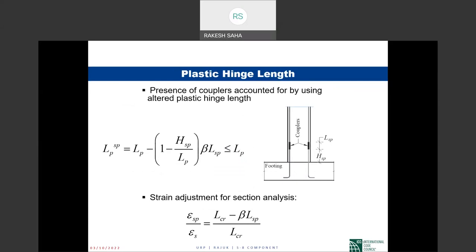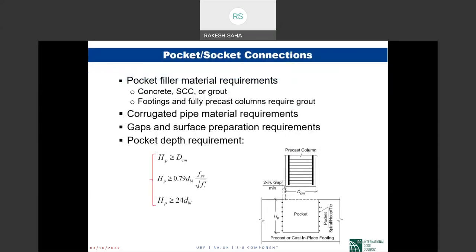I don't have time to get into the nuts and bolts of those and define all of those, but what it does basically is account for the fact that the plastic hinge length of the column will be reduced when we have these couplers within the plastic hinge. Also, the effective strain that we can develop in the bars will be lower. So you notice here that we have an equation that tells the designer, if you want to do a strain analysis, how to account for these coupler parameters, the presence of couplers, and the reduced strain that can develop. So these are the tools that the designer would need for displacement-based design. So that was as far as the coupler is concerned.